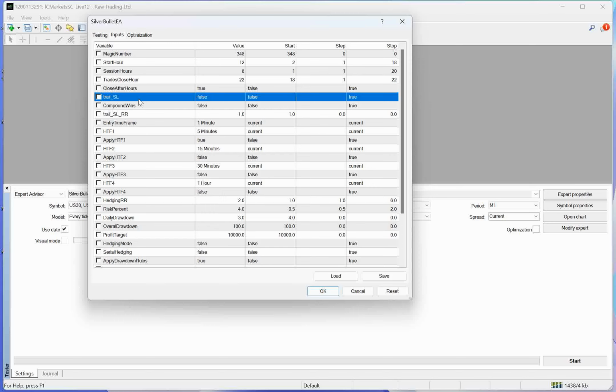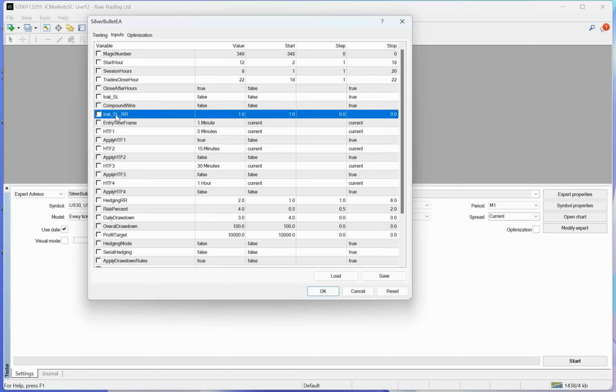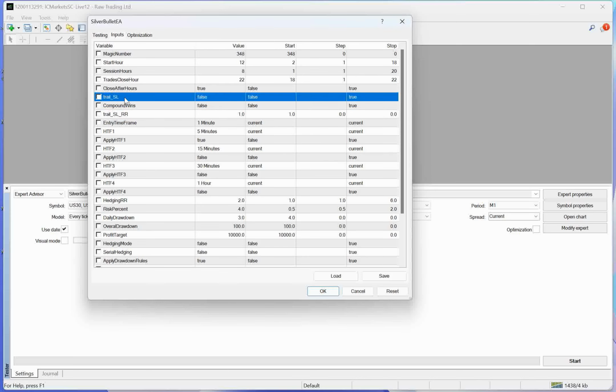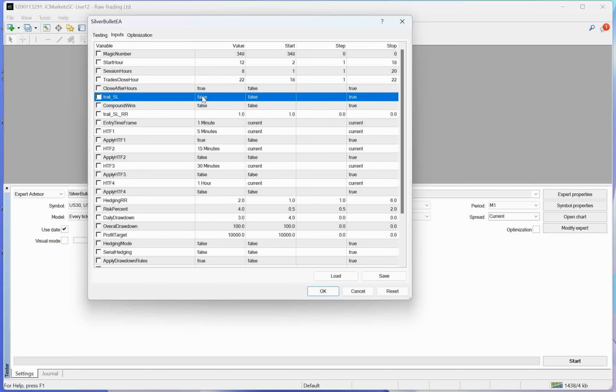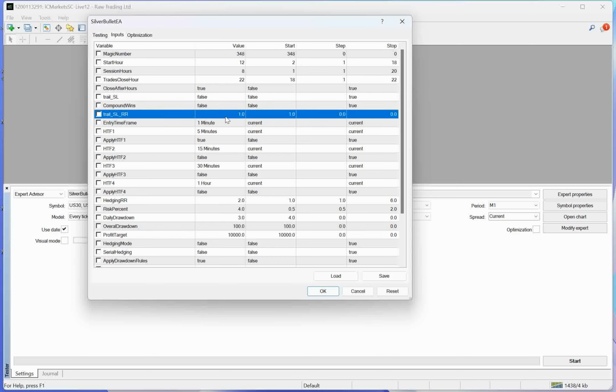Trail SL, this is sort of self-explanatory. These two should actually be next to each other. I will edit that for the final EA. These ones go together. If you have this one as true, then this one becomes important. Otherwise, if this one is false, then this one is not important.